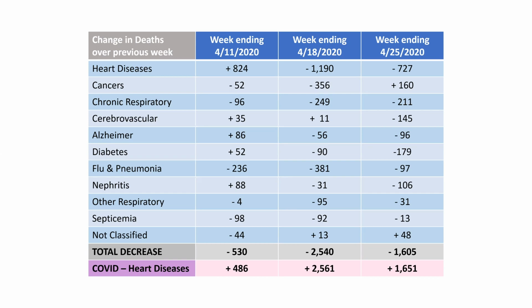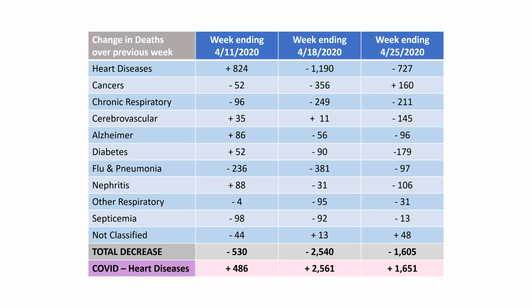So the data say we had a decrease of 2,540 deaths due to heart disease, cancer, chronic respiratory illness, Alzheimer's, diabetes, flu and pneumonia, other respiratory conditions, and septicemia. So a total decrease from all those causes of 2,540.